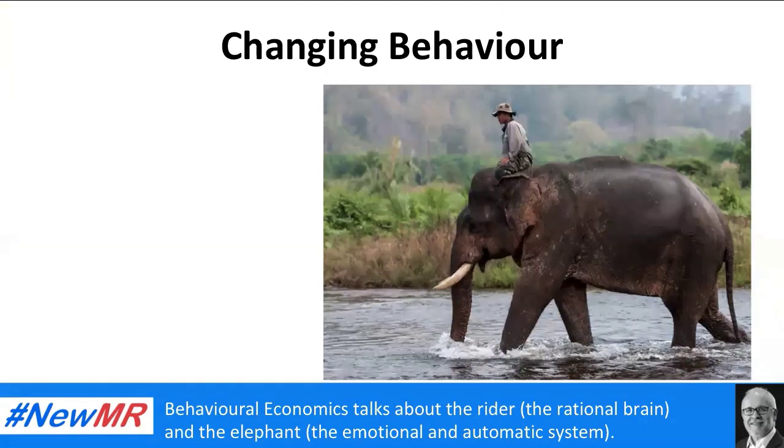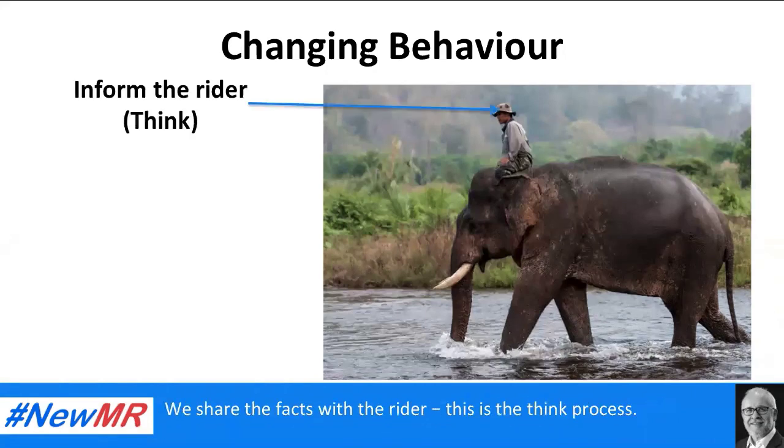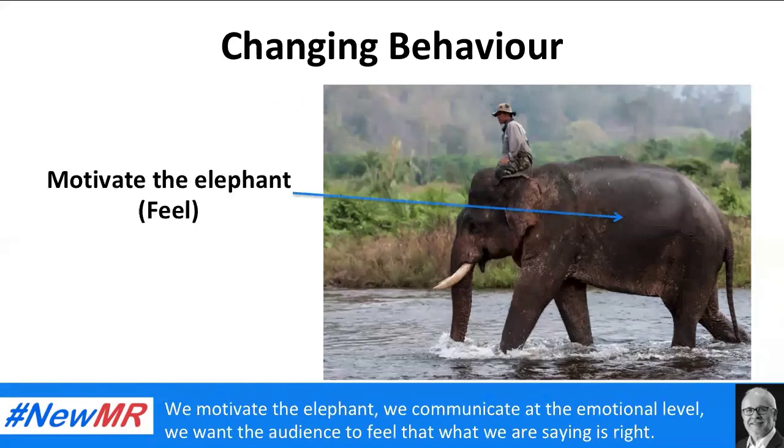So how are we going to change behaviour? Behavioural economics talks about the rider, the rational brain, and the elephant, the emotional and the automatic system. And what we need to do is we need to inform the rider. That's the think bit. That's where the facts come in. But we need to motivate the elephant. We need to motivate the emotional system. We need people to feel that what we're telling them is right. We need people to feel that what we want them to do is what they want to do.